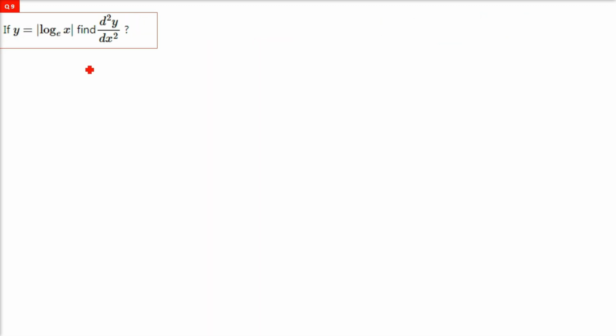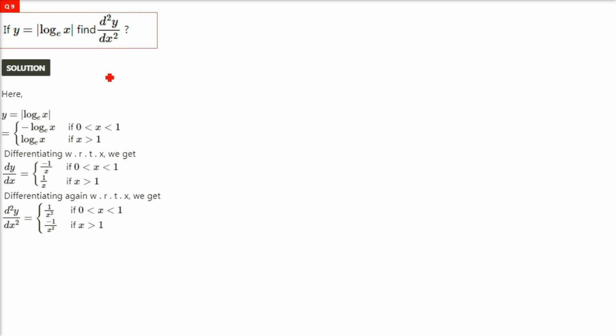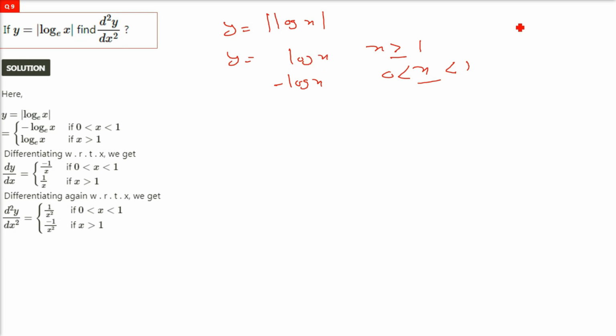y is equal to modulus of log x. Find d2y by dx2. Now for this question, you have to know when log will be positive, when log will be negative. And that discussion has been carried out quite a lot between you and me. Alright. So y will be log x if x is greater than 1. y will be minus log x if x is less than this. So this log modulus will open with positive or negative, depending upon what the conditions are. For example, we know log x will be positive for x greater than 1, and minus log x will always be for x between 0 and 1.